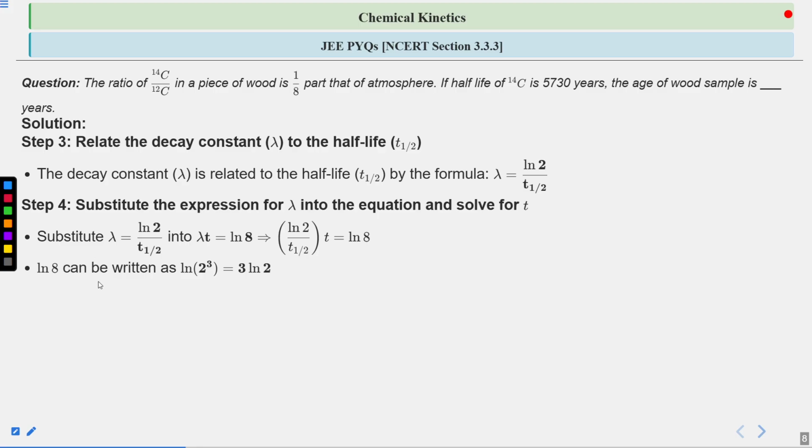Now ln8 can be written as ln2 to the power 3, right? So wherever there is ln or log of something, try to simplify that. Try to decrease that number as much as possible. Like 8, you can write it as 2 to the power 3, and now you can apply the formula that ln m to the power n will be n ln m, right? Something in the power will go in the product, so it will become 3 ln2. ln8 you can write as ln2 to the power 3, which is 3 ln2.